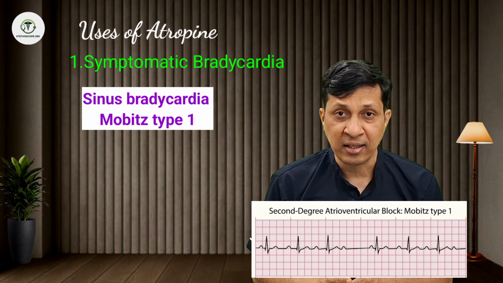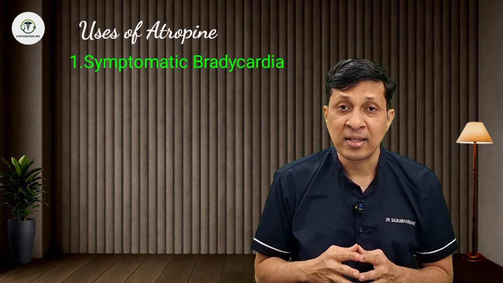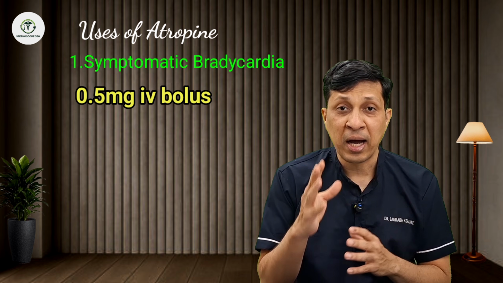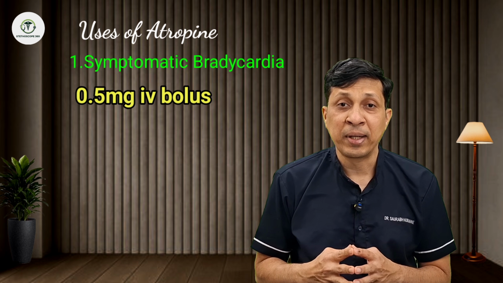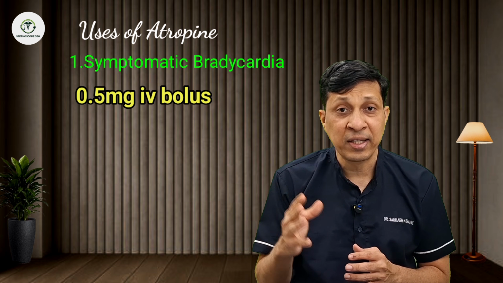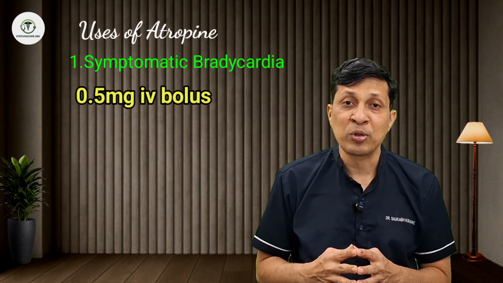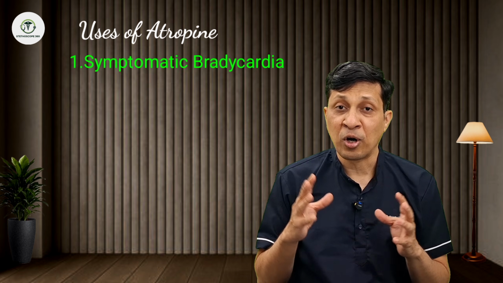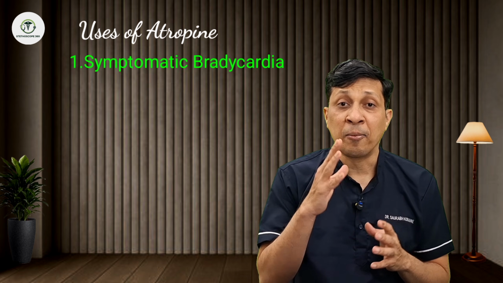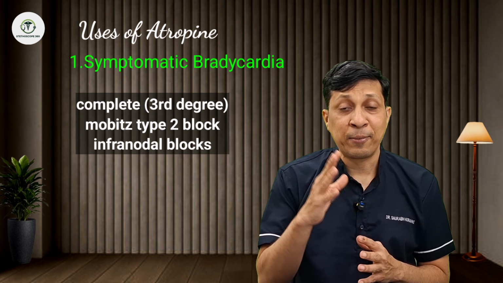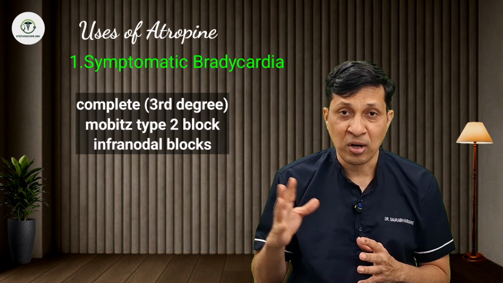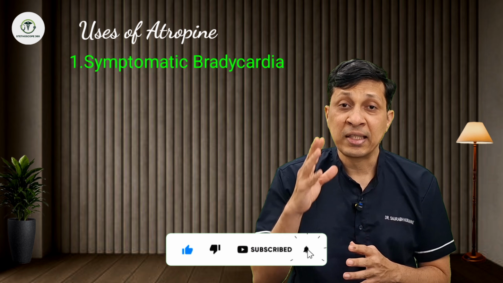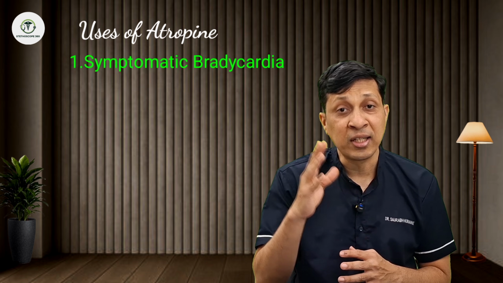The ECG of sinus bradycardia you can see here, and the ECG of Mobitz type 1 block is also there on the screen. So in these types of bradycardia, atropine will be helpful, and the dose is 0.5 milligram IV bolus, and it can be repeated every 3 to 5 minutes till we get the result, and the maximum dose is 3 milligram. In which types of bradycardia will atropine not work? It will not work in complete heart block, Mobitz type 2 block and infranodal blocks. In these cases, you do not waste time giving atropine because this type of patient will require urgent pacing.